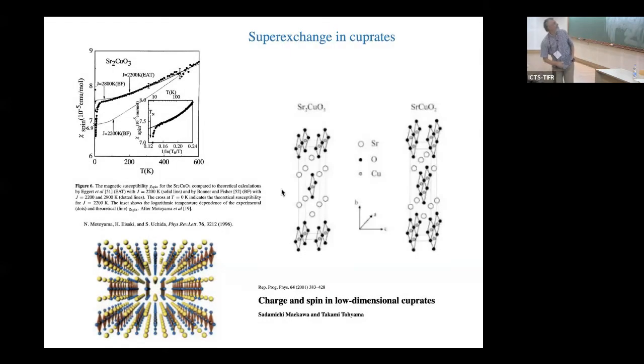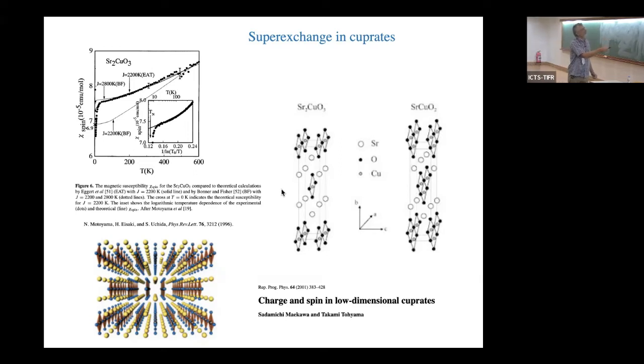Yes, so this is superexchange in cuprates. This is the susceptibility as a function of temperature. From this, they extract the effective exchange in this strontium copper oxide, which is the material itself. You see that it is made out of chains: this is the copper, and the oxygen is the black disk. So we have chains of copper ions, separated by the strontium ions in between. This is a 1D chain, and in this case, the effective J is 2000 Kelvin.